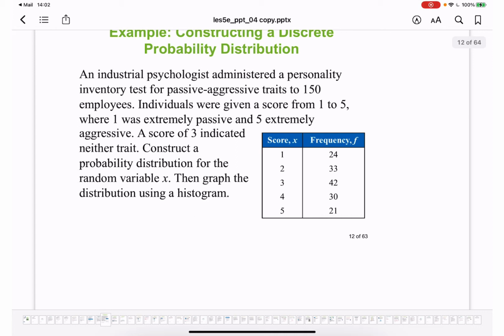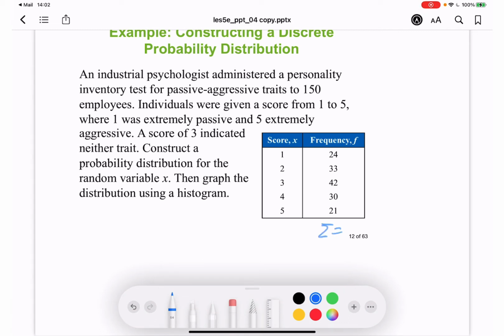An industrial psychologist administered a personality inventory test for passive-aggressive traits to 150 employees. And how do we know 150? This is the frequency we have. If we add them up, we should get 150. I don't know if they showed here the whole amount of employees, but if you go through, you should get the total amount of 150 employees. Individuals were given a score from 1 through 5, where 1 is extremely passive.